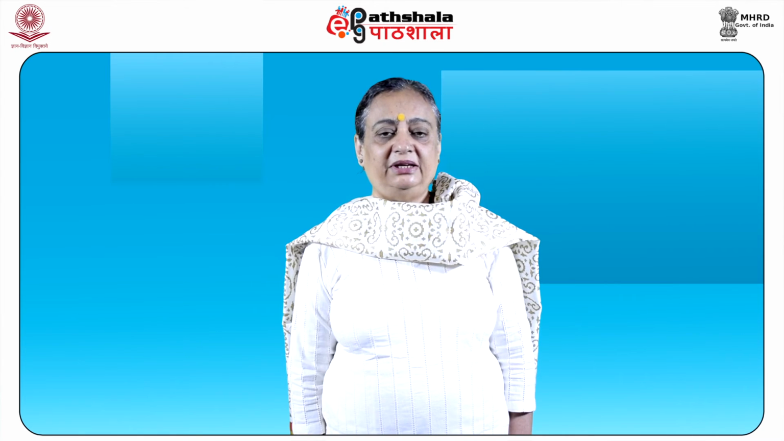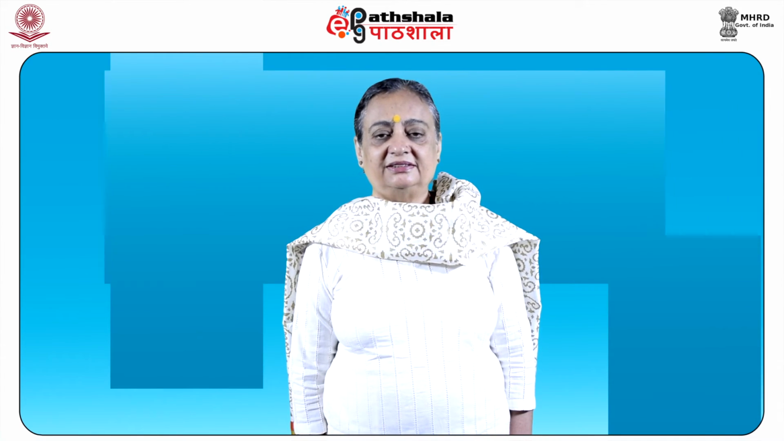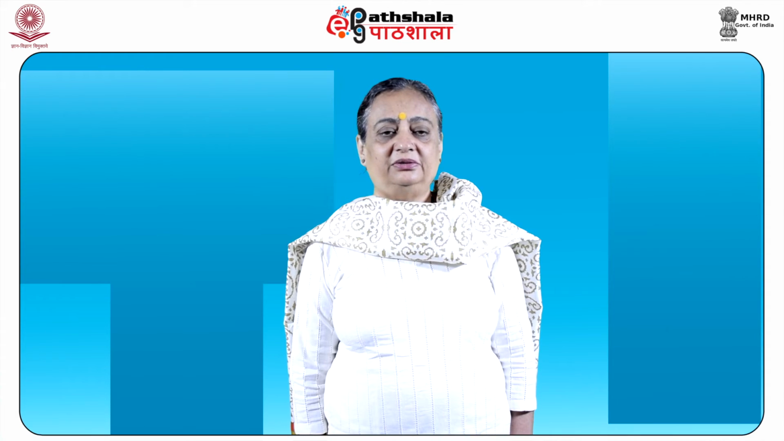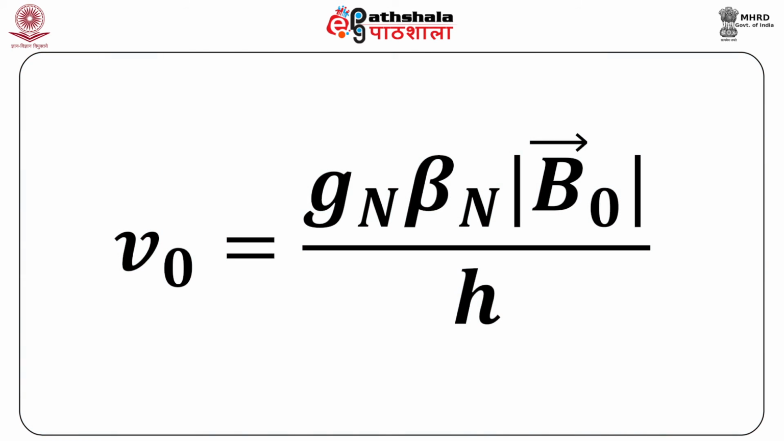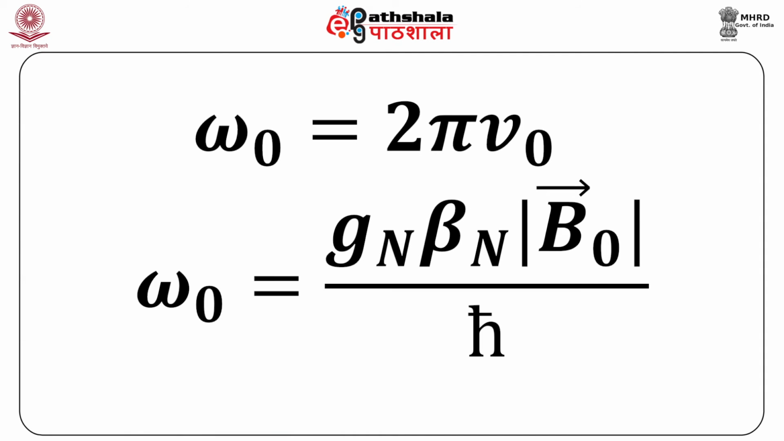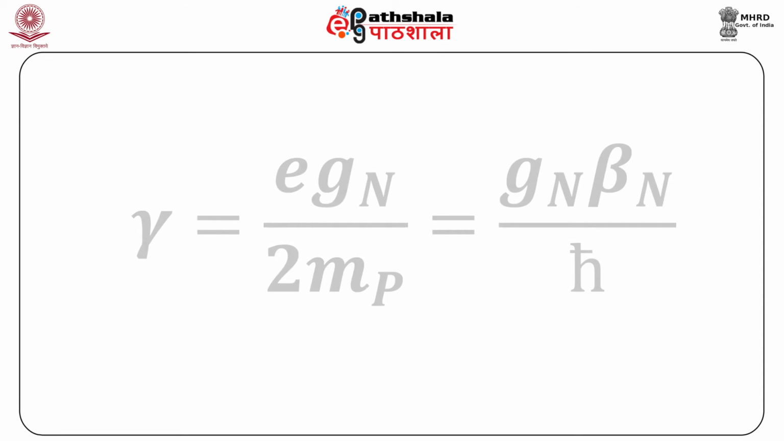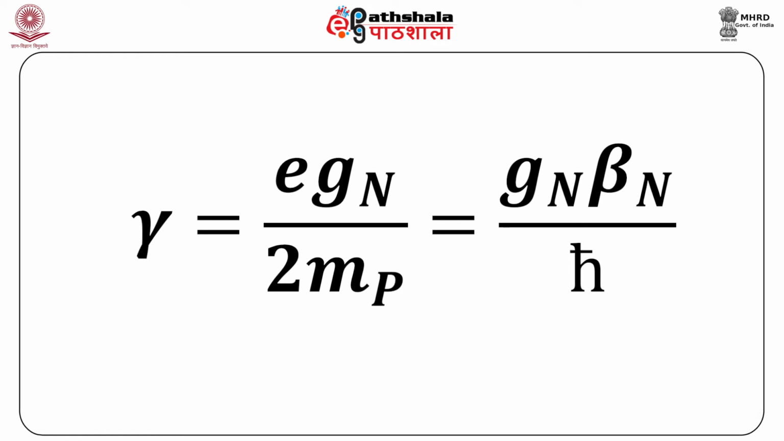While we have seen that the frequency for B_0 is of the order of hundreds of megahertz, B1 has a frequency of 1 to 20 kilohertz. This frequency is given by nu_0 equal to g_N beta_N B_0 divided by h. The angular frequency omega_0 is equal to 2 pi nu_0, and is thus given by omega_0 equal to g_N beta_N B_0 divided by h cross. Comparison of equations indicates that the magnetogyric ratio gamma is equal to g_N e by 2 m_p, which is equal to g_N beta_N by h cross.